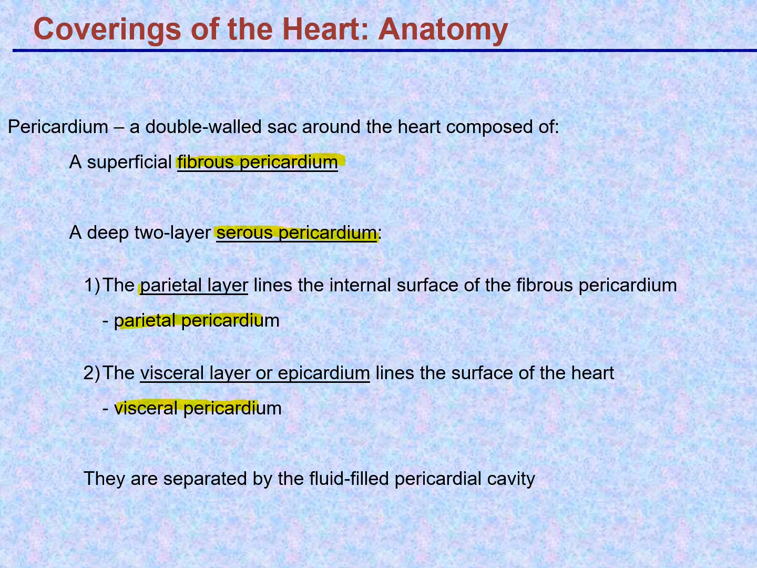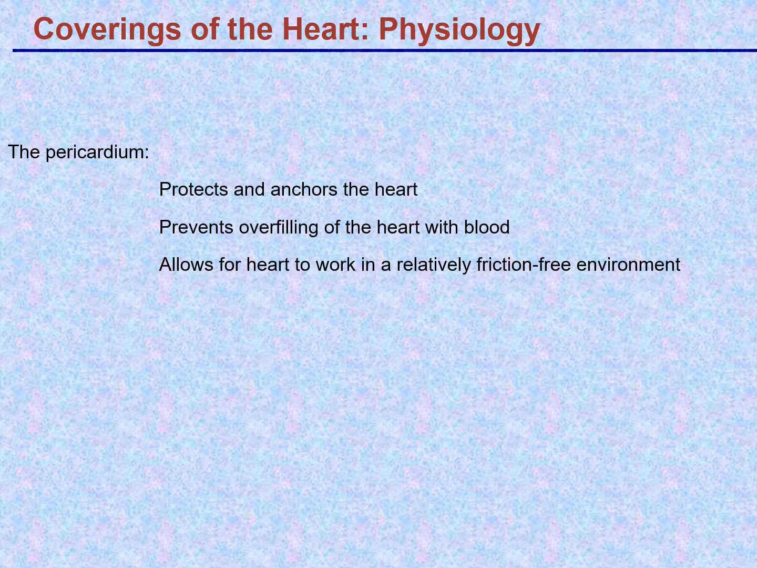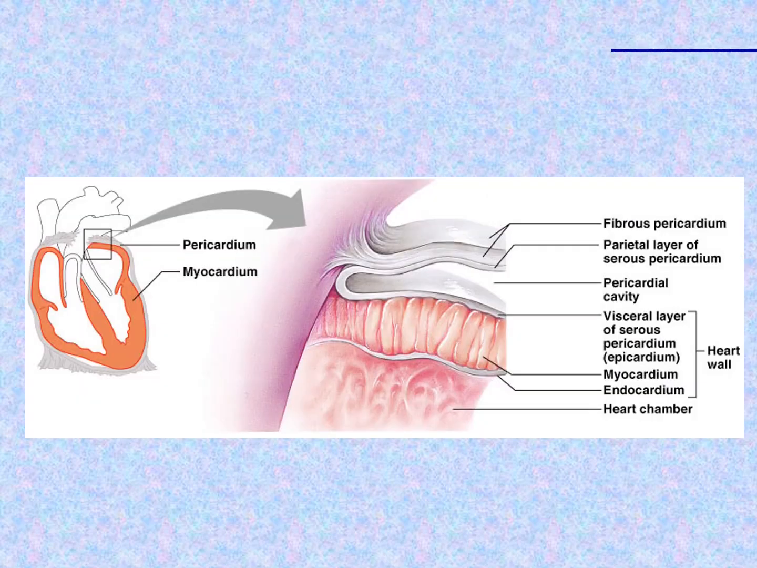Between the two layers, the visceral pericardium and parietal pericardium, there's serosal fluid, so there's a fluid-filled cavity in between. That allows for very low friction. It says here friction-free, but there is no system that is 100% friction-free, but it's very low friction. Pericardium overall protects and anchors the heart. It also prevents overfilling of the heart with blood. There is a certain limit to how much it can be stretched out, and that's held in check by the pericardium.